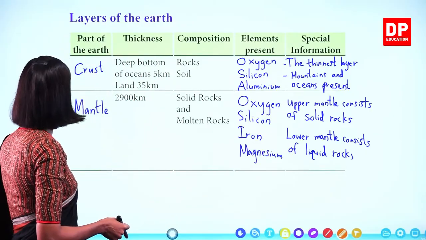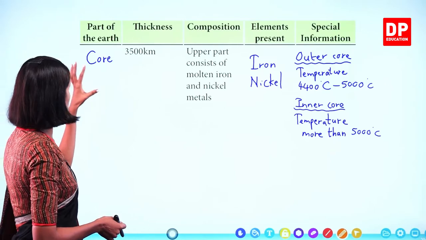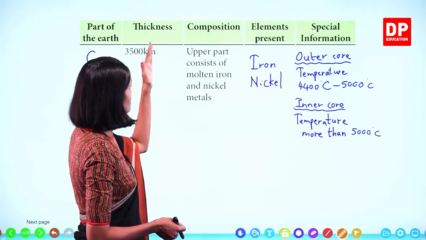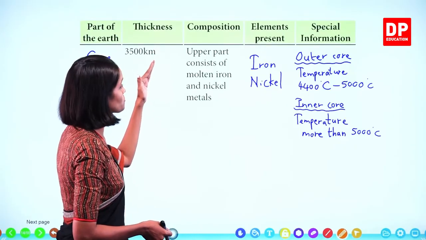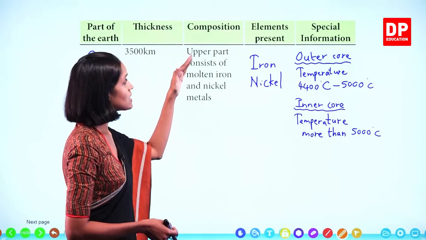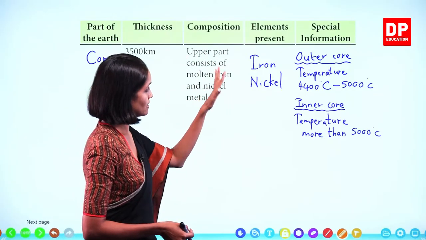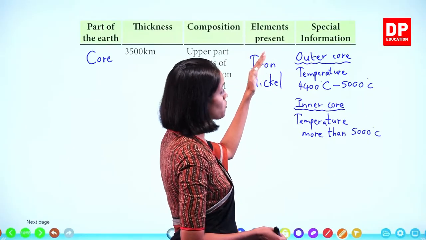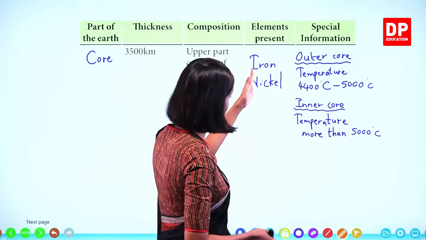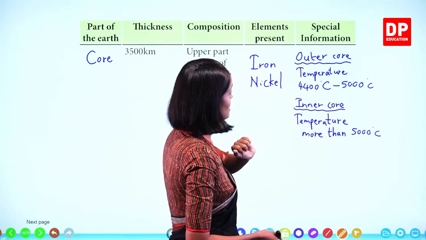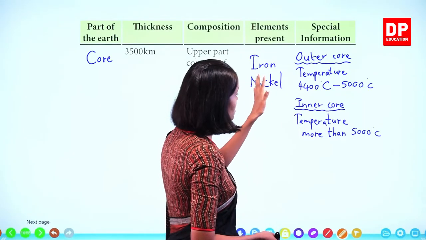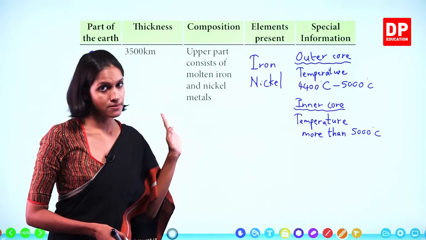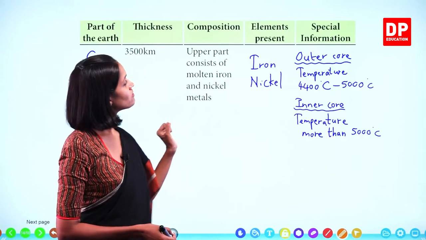And the next one, part of the earth is the core, thickness is 3,500 kilometers. Composition: upper part consists of molten iron and nickel metals. Elements present: iron and nickel. Special information: outer core's temperature is about 4,400 degrees Celsius to 5,000 degrees Celsius. Inner core temperature is more than 5,000 degrees Celsius. Right, children? We'll move on to the next.